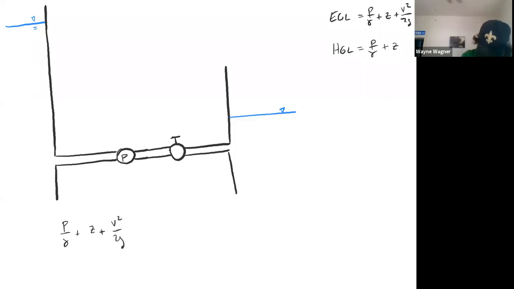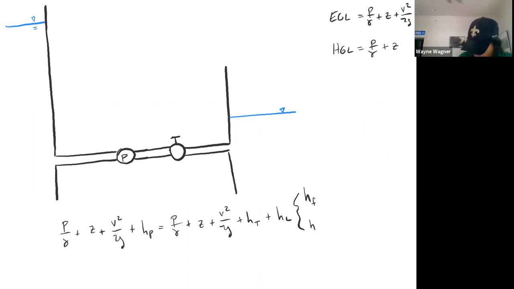Again, I'm not going to worry about the alpha here. HP equals P on gamma plus Z plus V squared on 2g plus HT plus head loss. Again, we want to remember this head loss gets split into head loss due to friction and head loss due to minor losses. Now, the last little bit that they gave me, which is on the drawing, is that the flow is going this way. That's important to know because otherwise the drawing is going to be totally wrong.